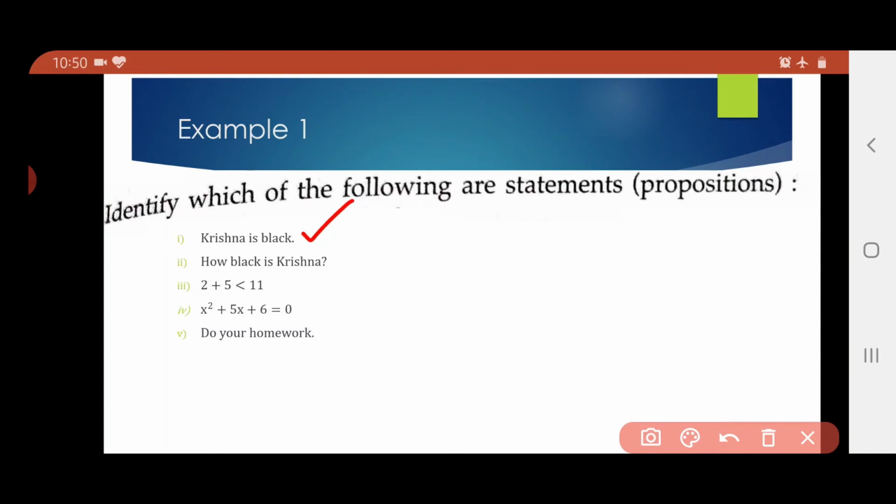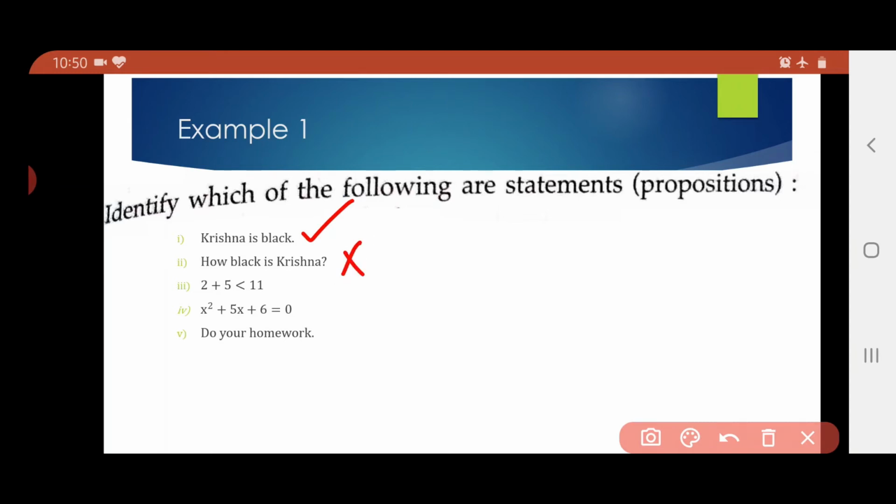How black is Krishna? Second one. That is again another very racist question to ask, but is it having an answer yes or no, or true or false? Obviously it is a question. Now generally questions don't have an answer yes or no, and therefore it is not a proposition.